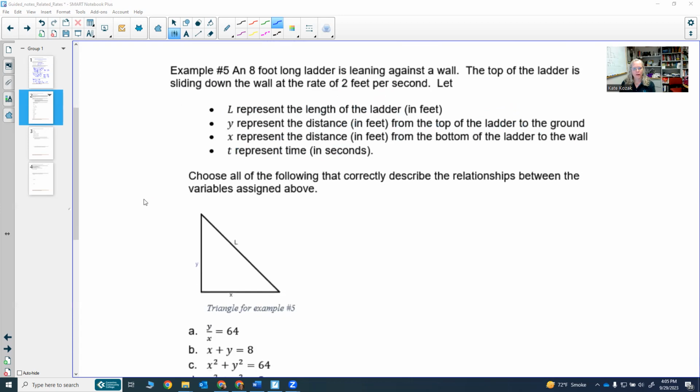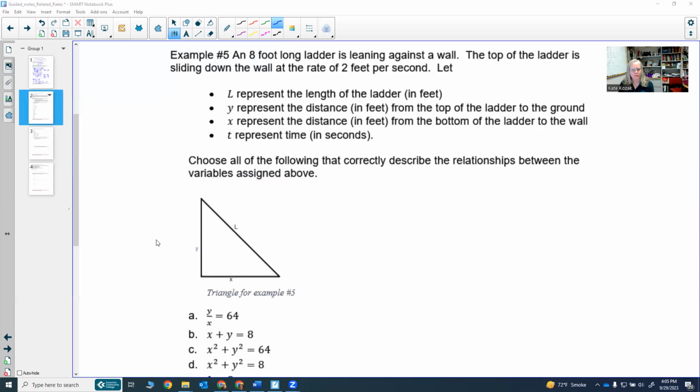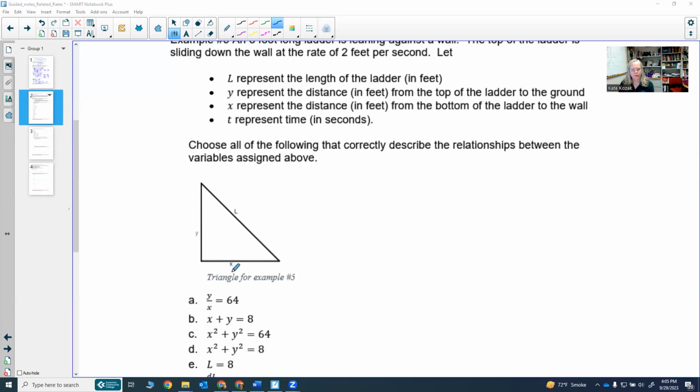What I want to do is choose all of the following that are correct descriptions of the relationship between the variables assigned above. Normally we'd write these on our own, but I want us to see where they come from. So here we have a triangle. We have Y on the vertical, X on the horizontal, and L down the hypotenuse.